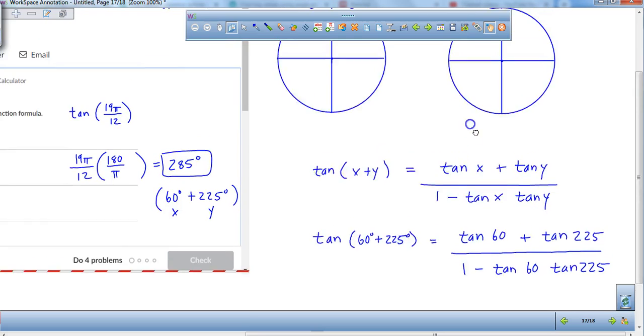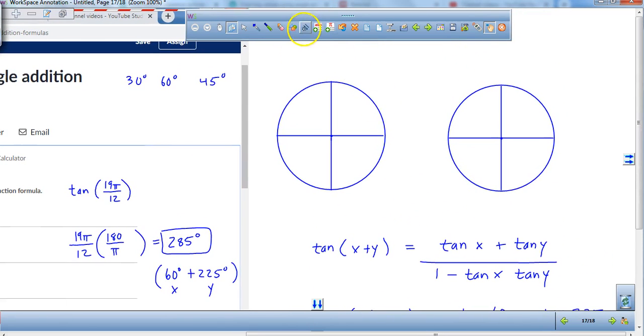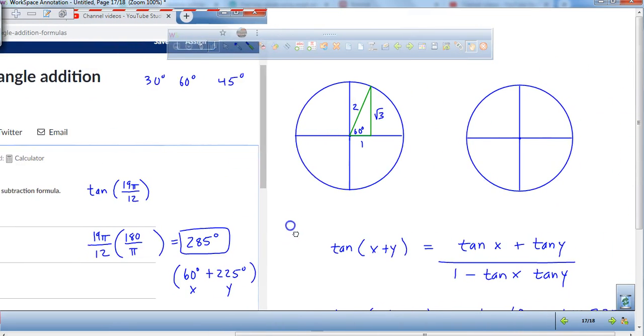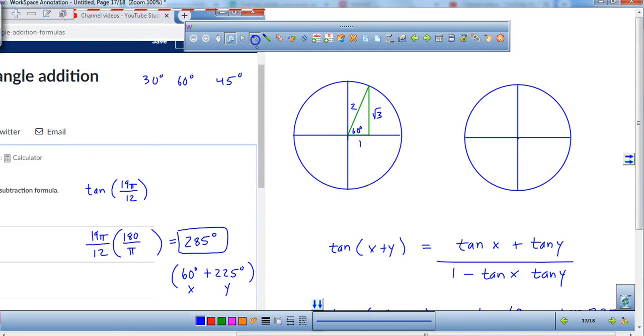Now I'm going to use the unit circle. We're going to find the tangent of 60. So right now, let's call this about a 60-degree angle. I'm making a right triangle right here, and there's my 60 degrees. In the 30-60-90 triangle, we could call this side 2, this side 1, this side radical 3. I'm going to go ahead and write the 30-60-90 ratios. I'll erase this right here.